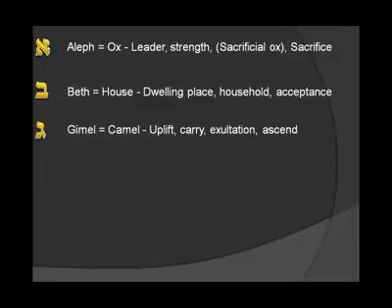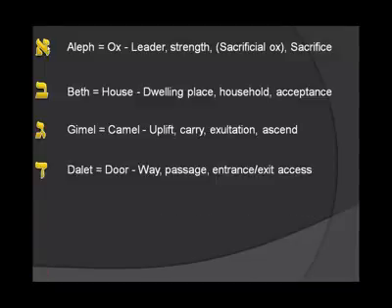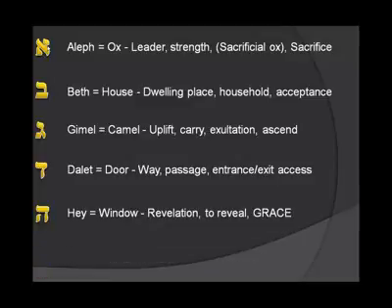Then we get Dalet. And the picture assigned to Dalet is that of a door. And the interpretation is the way, a passage, entrance or exit or access. Hey, a picture of a window, which speaks of revelation or light coming through. It means to reveal, and it speaks of grace.